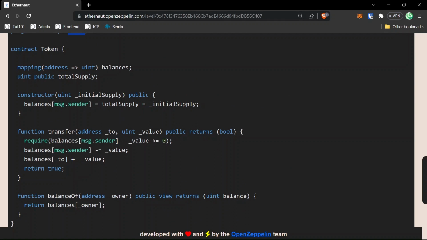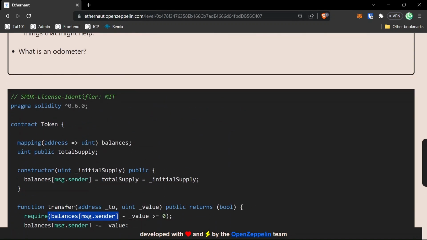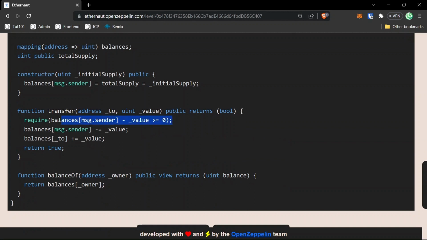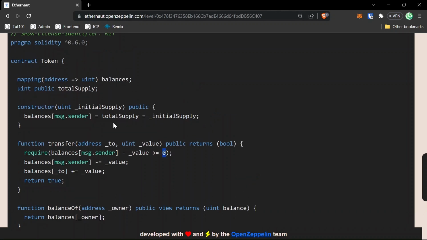What happens is, if we give a higher value, when it subtracts from this mapping, which is uint256, it is going to underflow and wrap to the maximum value of uint256. So whenever any higher number is given here, the result is going to be greater than zero and it is going to bypass the check, and we can withdraw all the balances within this account.